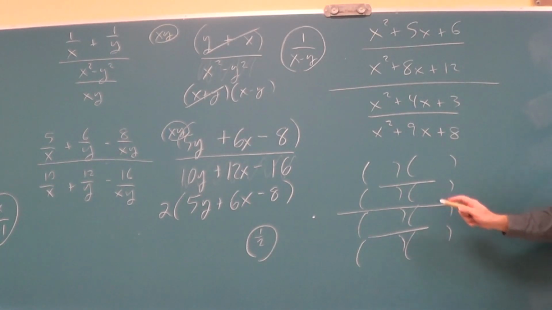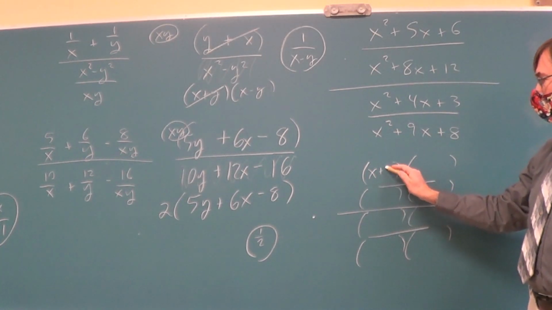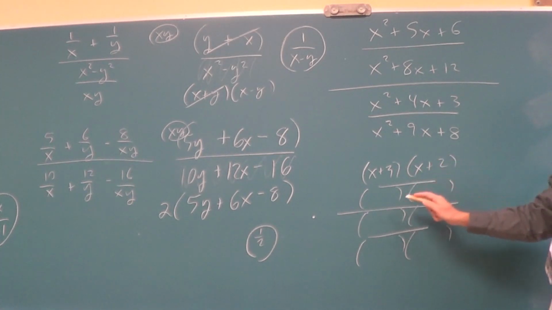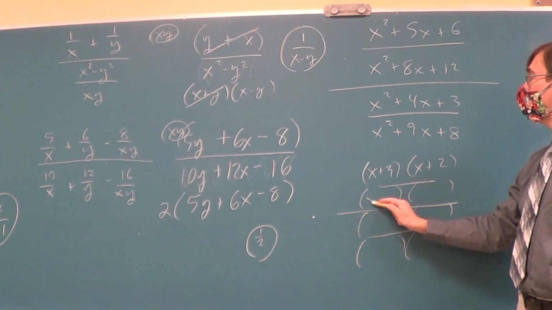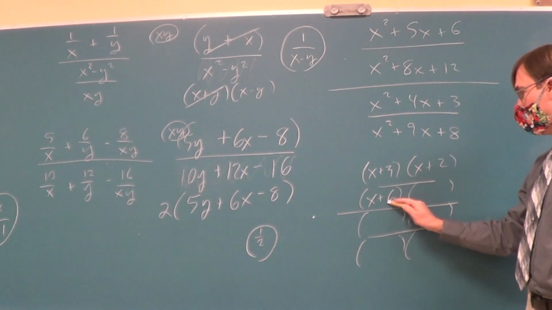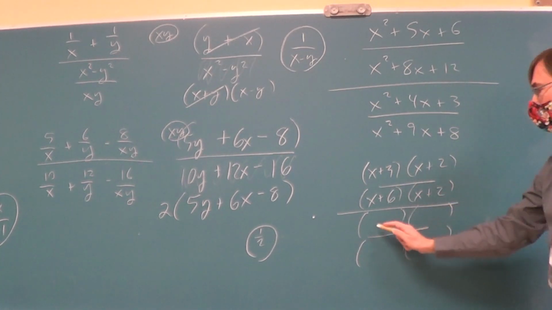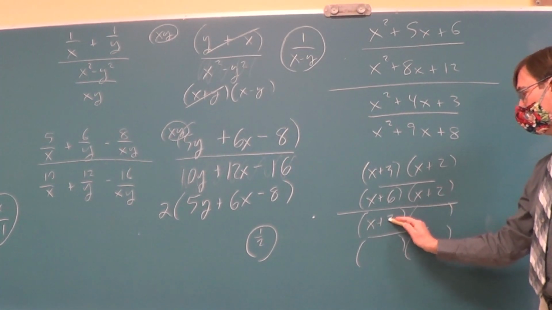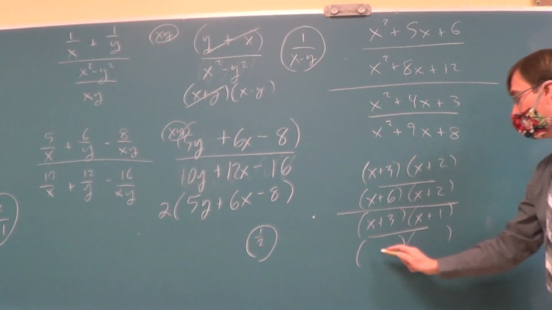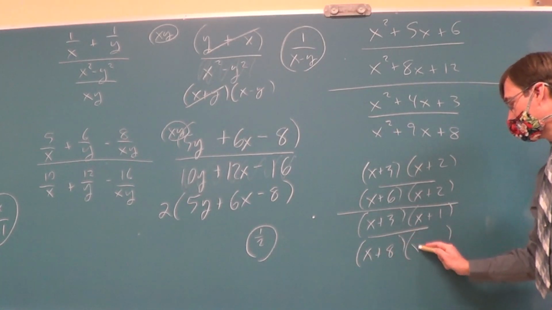So level 1, top level: x plus 3, x plus 2. Middle level: x plus 4, x plus 6, x plus 2. Third level: x plus 3, x plus 1. Agreed. Bottom level: x plus 8, x plus 1.